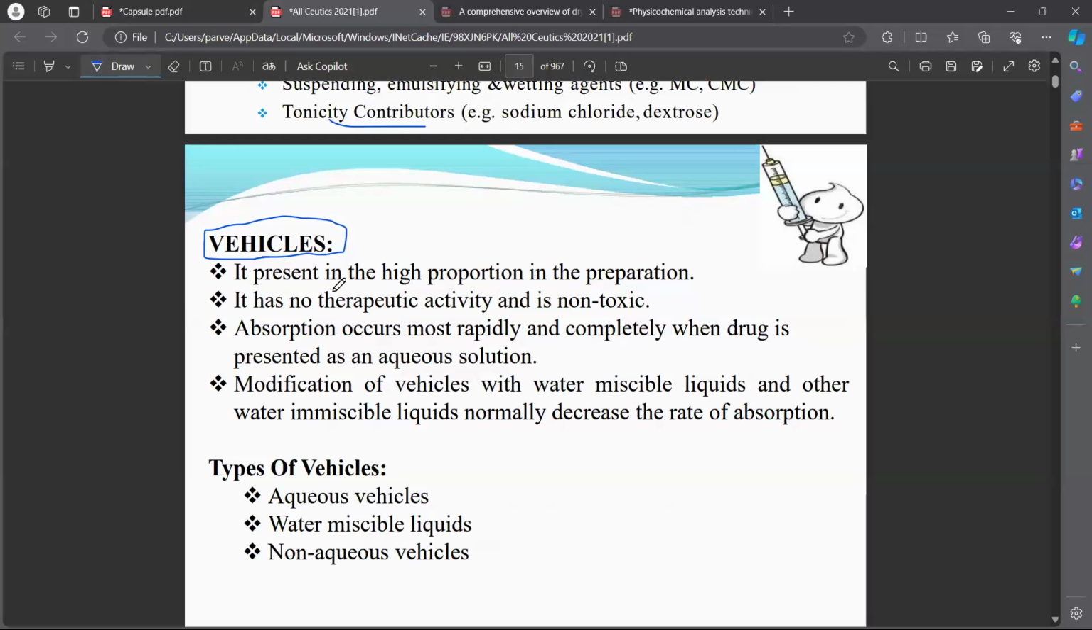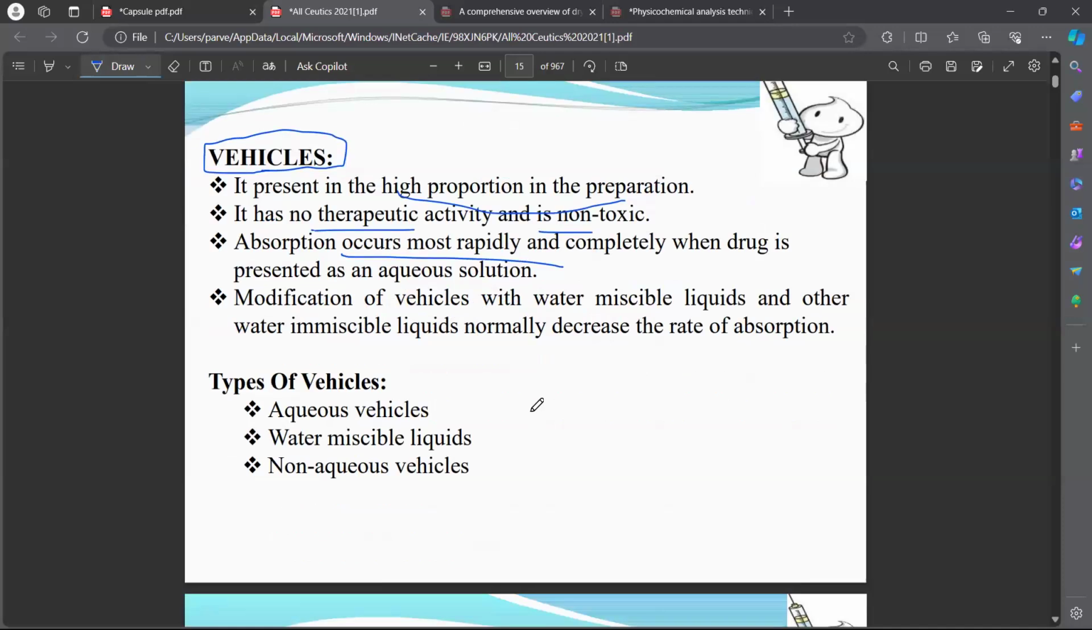So next, vehicles. Vehicles contribute the higher proportion in the preparation. These are generally excipients, and excipients do not possess any therapeutic activity and are non-toxic. Absorption occurs rapidly when the drug is administered in solution form. But isotonicity and pyrogenicity must be considered in the large volume parenterals, so I'm going to start the discussion on those also.